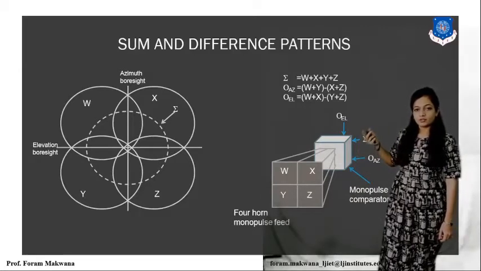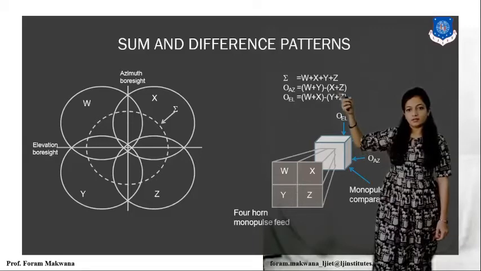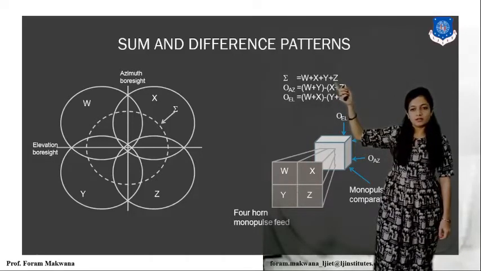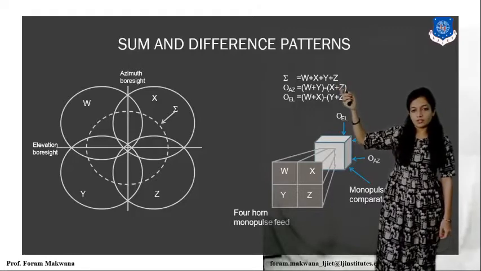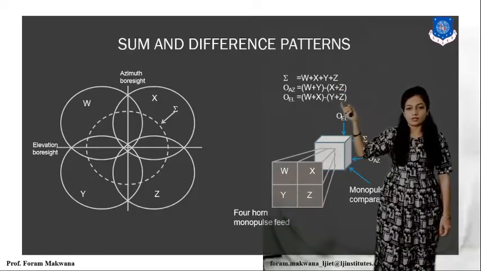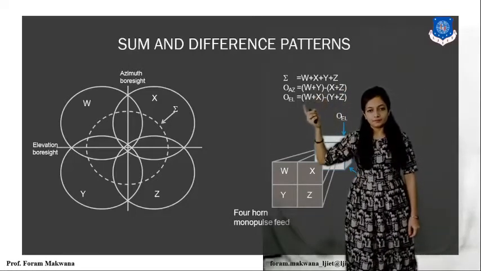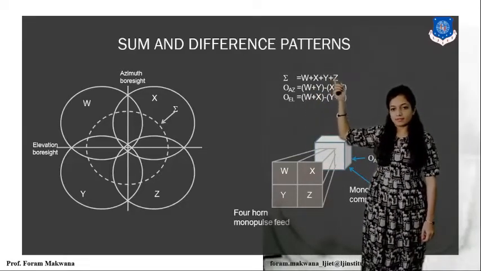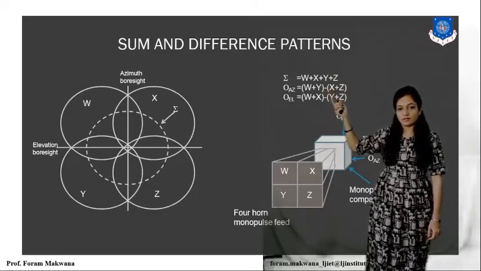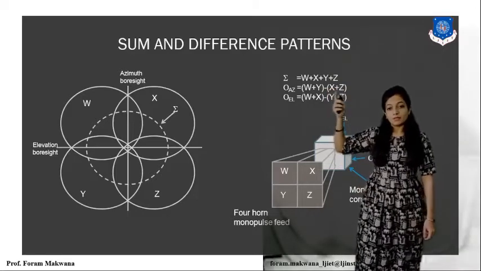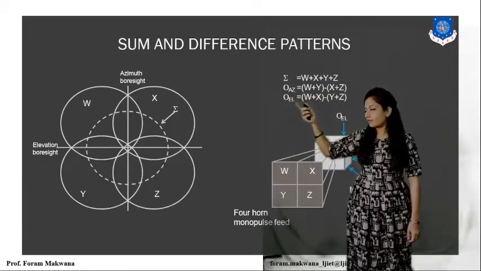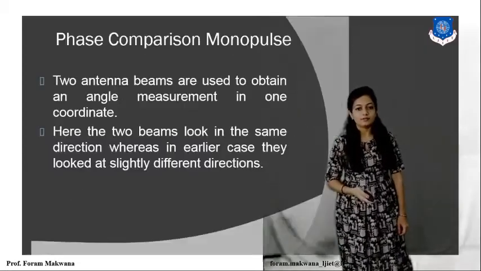So it generates 2 signals. First one is the summation signal, which is used for range information, and second one is for the angle information. Right? This is the subtraction signal. This is the addition signal, W plus X plus Y plus Z. This is the subtraction signal. But the subtraction signal is separate for the azimuth as well as for the elevation. Right?